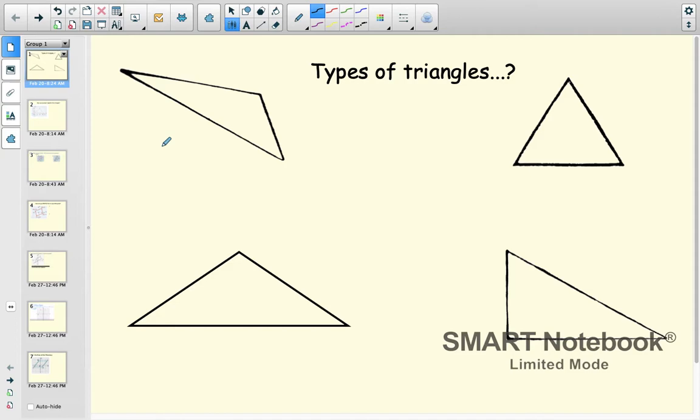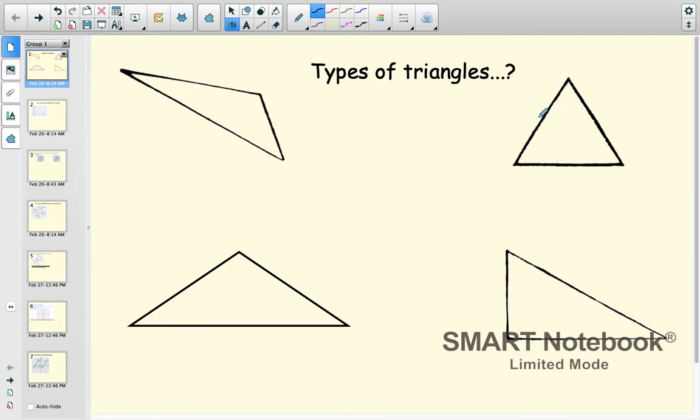This is 9.4, so we're going to do finding the areas of shapes on the coordinate plane. But first we're going to look at a couple different things. You're going to work through this. Feel free to pause the video, go back, and find all the things that you can find helpful. All right, so the first thing we're going to do here is types of triangles.